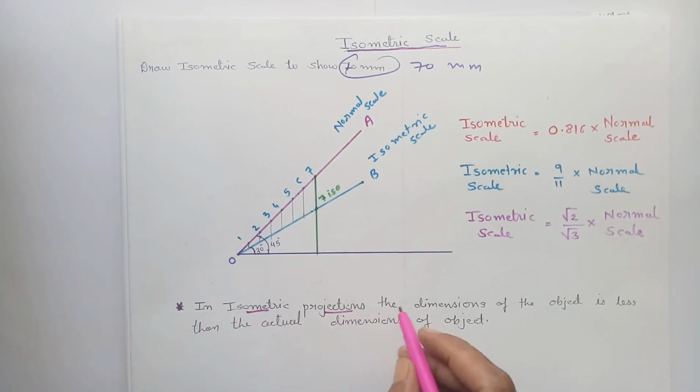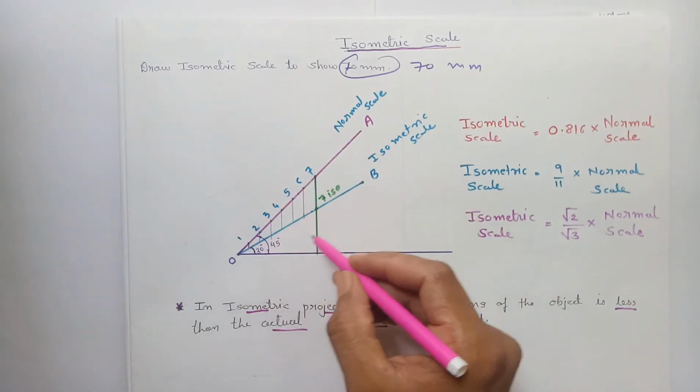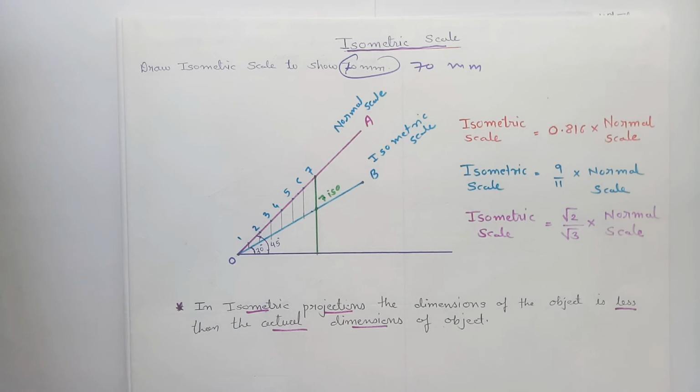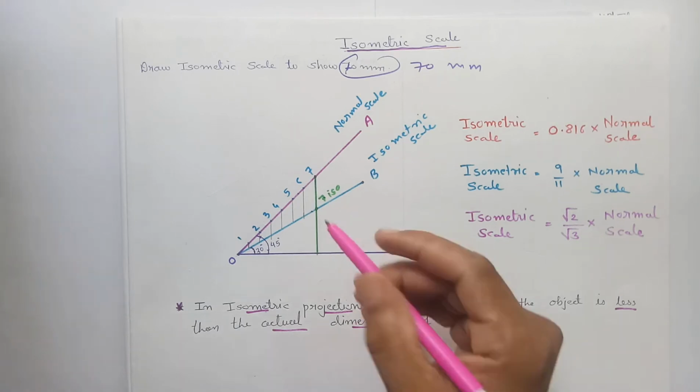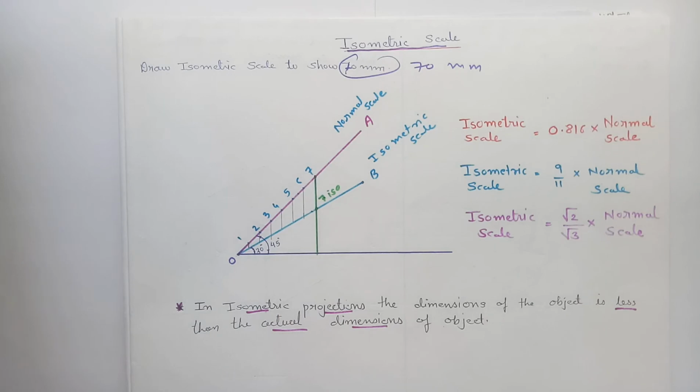in the isometric projection, the dimensions of the object are less than the actual dimensions, because in isometric projection we use the isometric scale. So if you use the isometric scale to draw the object, it is known as isometric projection, and if we use the normal scale to draw the object, then it is known as the isometric view of the object.